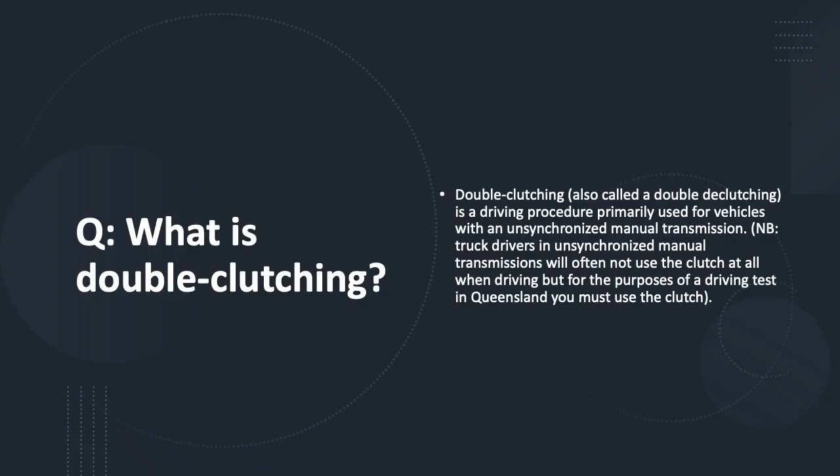What is double clutching? Double clutching, also known as double declutching, is a driving procedure primarily used for vehicles with an unsynchronized manual transmission. Truck drivers in unsynchronized manual transmissions will often not use the clutch at all when driving, but for the purposes of a driving test in Queensland, you must use the clutch.